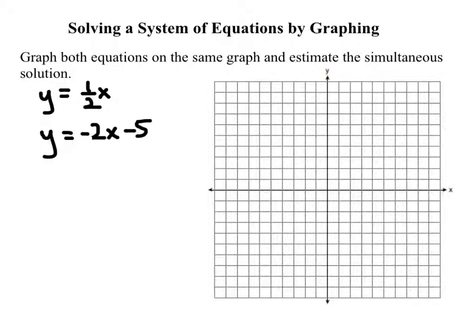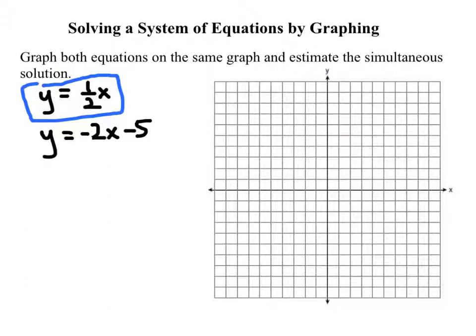Solving a system of equations by graphing. Graph both equations on the same graph and estimate the simultaneous solution. So I'm going to look at both of my equations and notice that each of the equations is in slope-intercept form. So I'll start by graphing the first one, y equals 1/2 x.